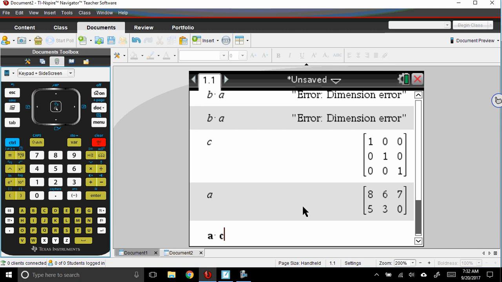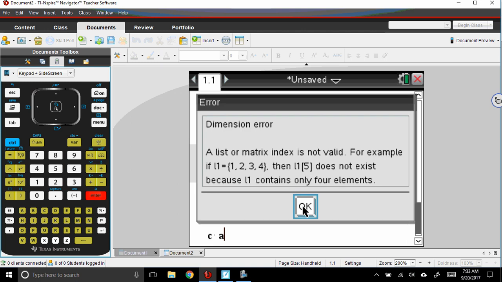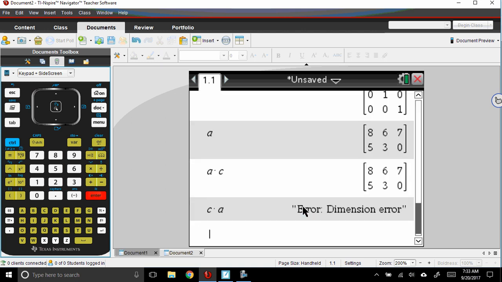Now C is the 1, 0, 0. C is kind of weird. C is the identity matrix. If I multiply A by C, I'm left with the same thing that A was. Now if I try to multiply C by A, C is a 3 by 3 and A is a 2 by 3. I can't even multiply them that way. So again, to reaffirm, matrix multiplication is not commutative.